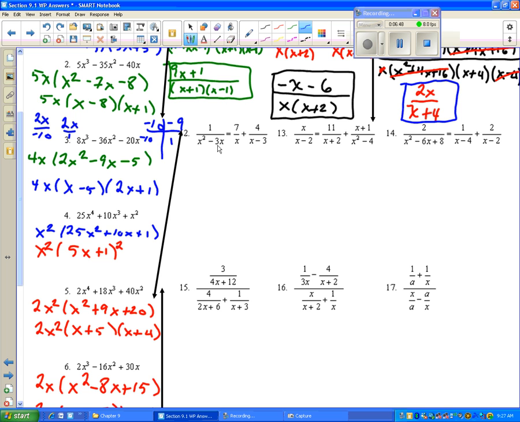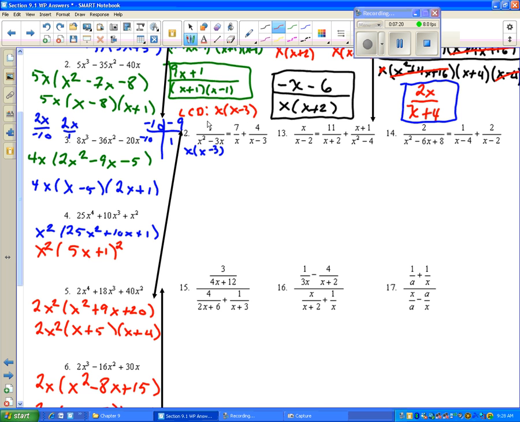So here, if I factor x squared minus 3x, this can factor to x times x minus 3. This is x and this is x minus 3. So I can say that my LCD is x times x minus 3. So I want to multiply both sides of my equal sign by my LCD, not to get a common denominator, but to cancel out all my denominators.